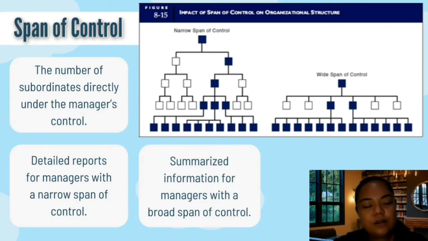The span of control. This pertains to the number of subordinates directly under the manager's control. Detailed reports are needed for managers with a narrow span of control, while summarized information is needed for managers with a broad span of control. As we can see in Figure 8.15, the size of the span has an impact on the organization's physical structure. Organizational behavior research suggests that wider spans of control are preferable because they allow more employee autonomy in decision making. This usually translates into better employee morale and increased motivation.